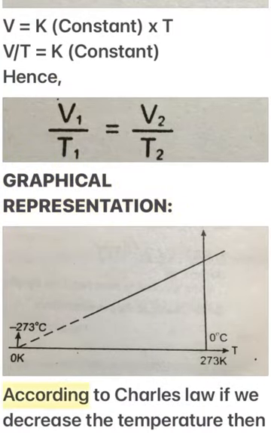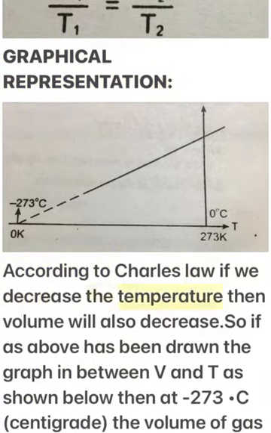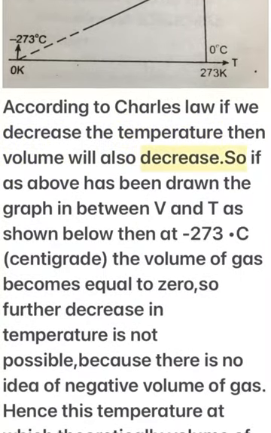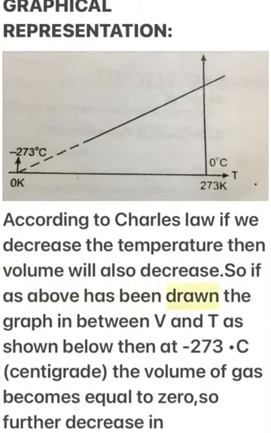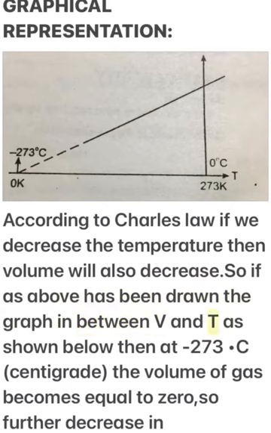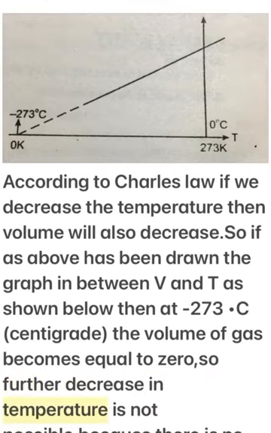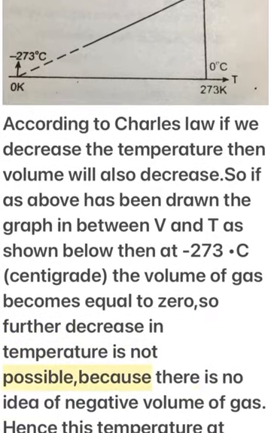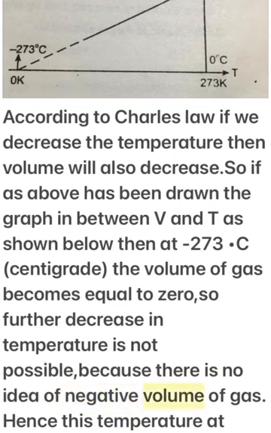According to Charles' law, if we decrease the temperature, then volume will also decrease. So, if the graph between V and T is drawn as shown below, then at -273 centigrade the volume of gas becomes equal to 0. So further decrease in temperature is not possible, because there is no idea of negative volume of gas.